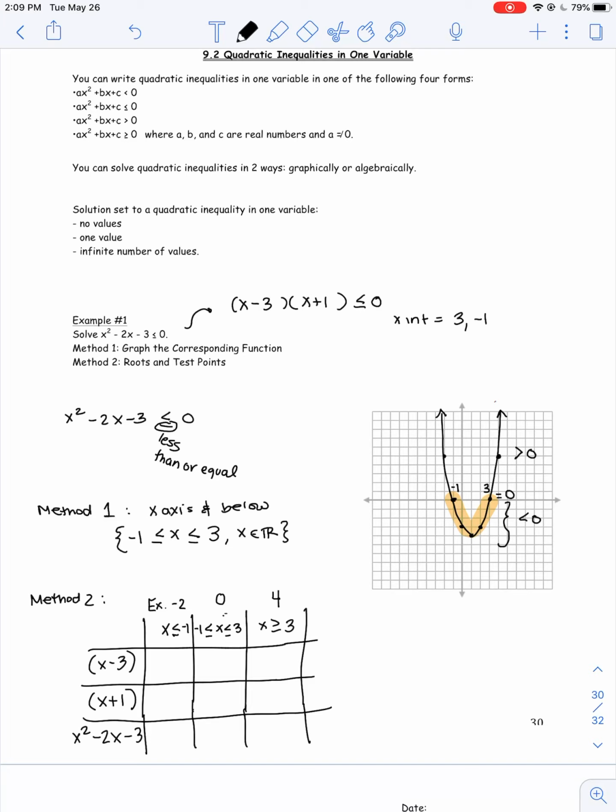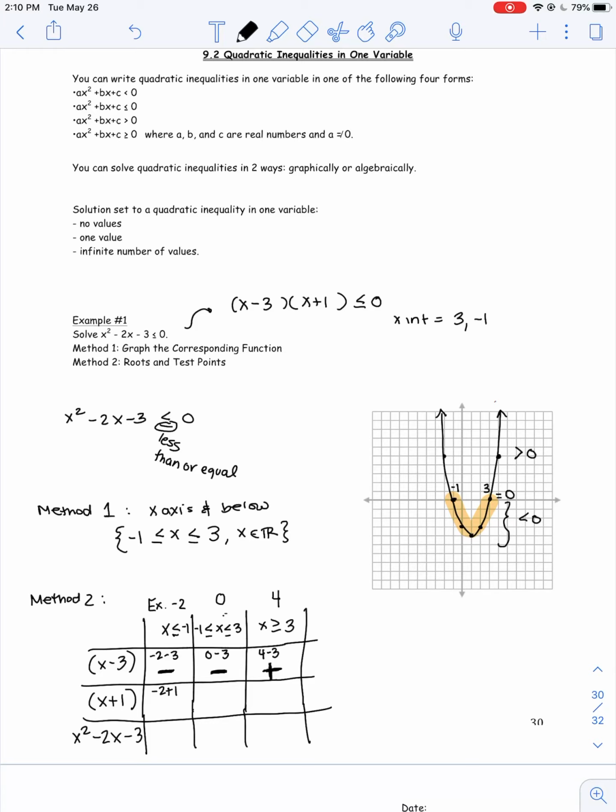So these are test points that I'm going to plug into the x minus 3 and the x plus 1 and see what I get. For example, -2 minus 3 is equal to a negative value. So I'm just going to put the negative sign because that's all that really matters here. If I plug in 0 into x minus 3, 0 minus 3 is a negative sign as well. And if I plug in 4 into x minus 3, I get 4 minus 3, which is a positive value. So all that matters is if the answer is positive or negative.